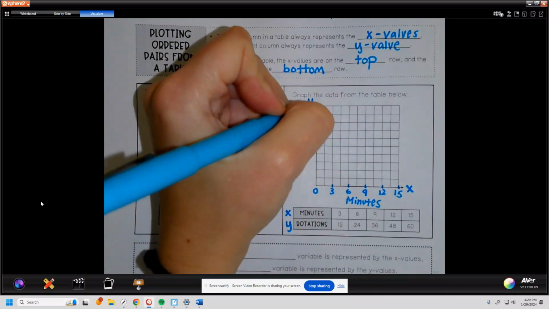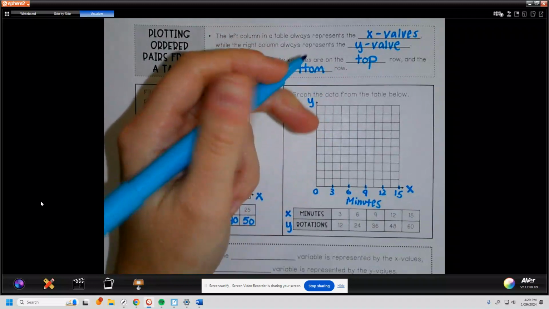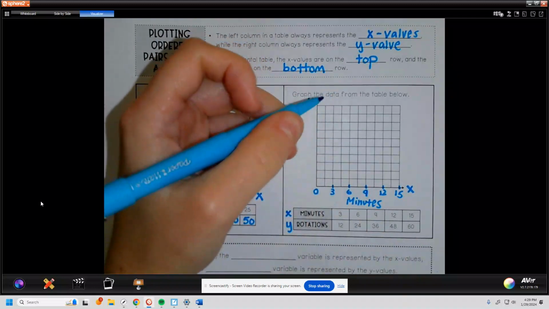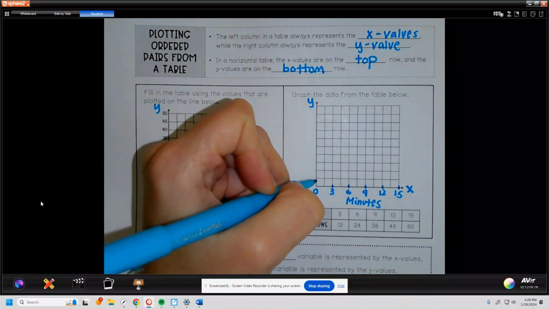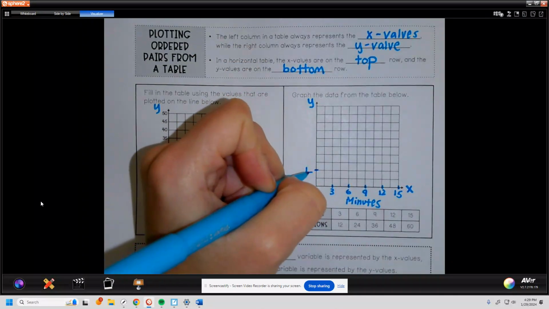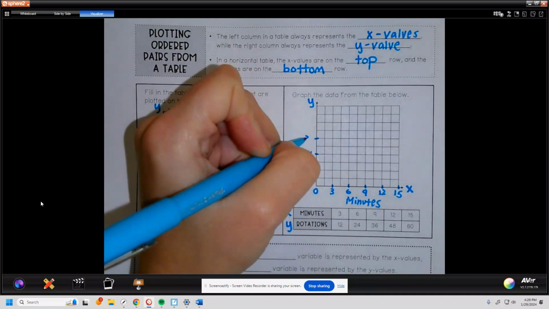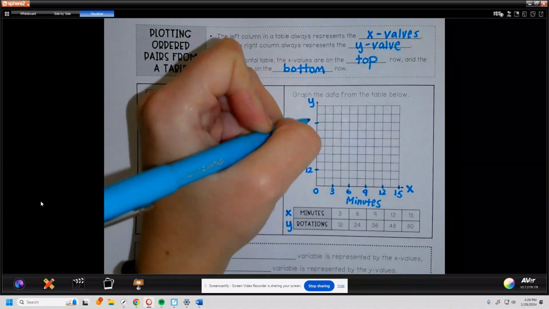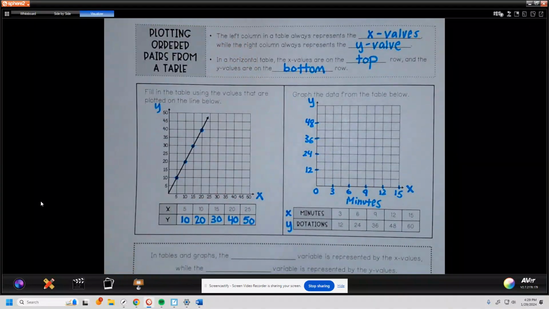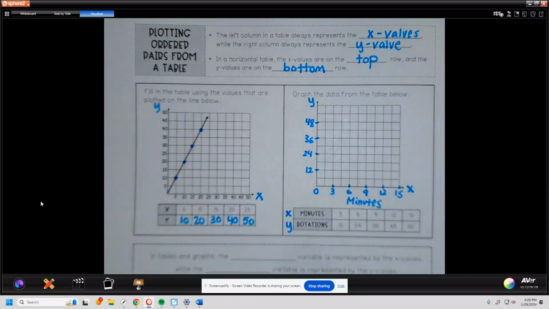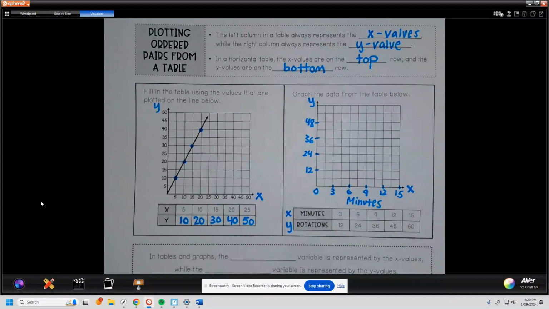And then on your y-axis, we need to put the rotations. So I'll count by 12s, just like the table. I'm going to do the same thing. Skip a line and then go 12. Skip a line, 24, 36, 48. I don't even have room for 60. You can squeeze it in if you want. Doesn't really matter.